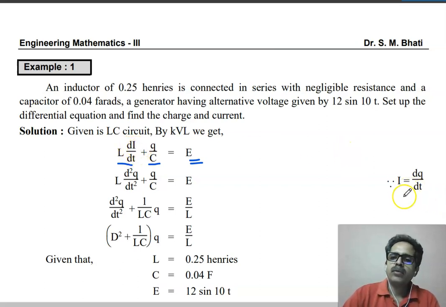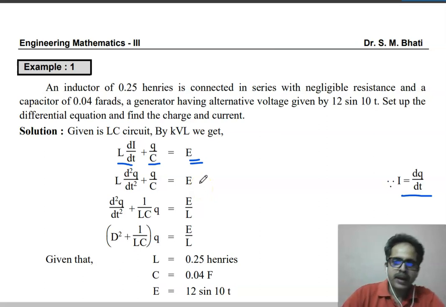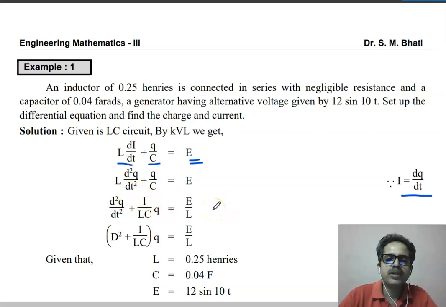Again we know I is dq by dt, put that in the first term. The first term became L times the second derivative d square q by dt square. This term stays as it is, and the right hand side stays as it is. Divide this equation by capital L. We have this equation, and now the values are given in the problem.